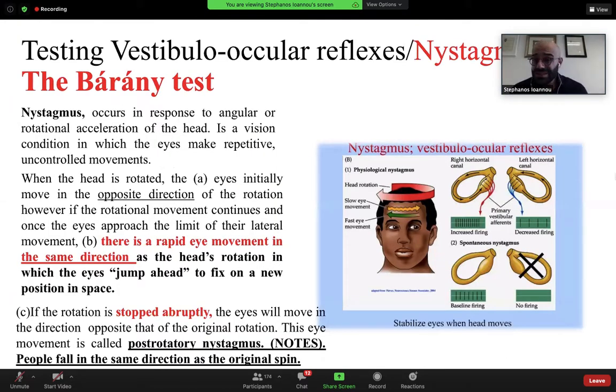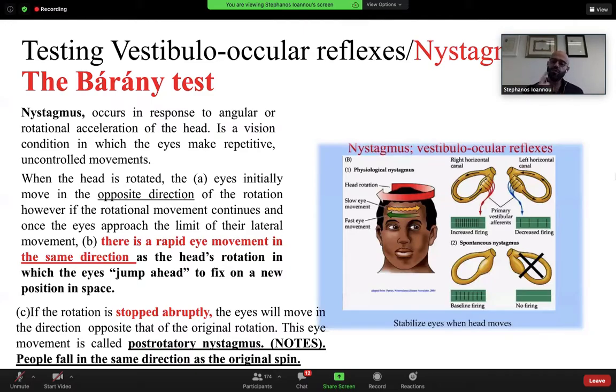Now, the next two slides involve the examination of the integrity of the vestibular apparatus. There are two tests, the Barany test and the caloric test. The Barany test involves the rotation of the individual in a specific chair, in which the ENT observes the movement of the eyes while the body is rotating in space.